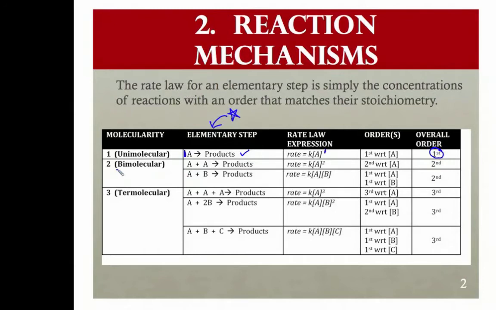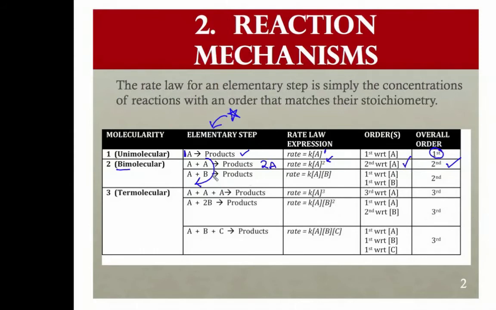Okay, now if it was bimolecular, meaning 2 molecules, and notice that we're only going on the reactant side of arrows here, we'd have A plus A, which is really 2A. So our rate is going to equal a constant times A to the second power. So we say it's second order with respect to A. And since that's all we have, we would call that second order overall.